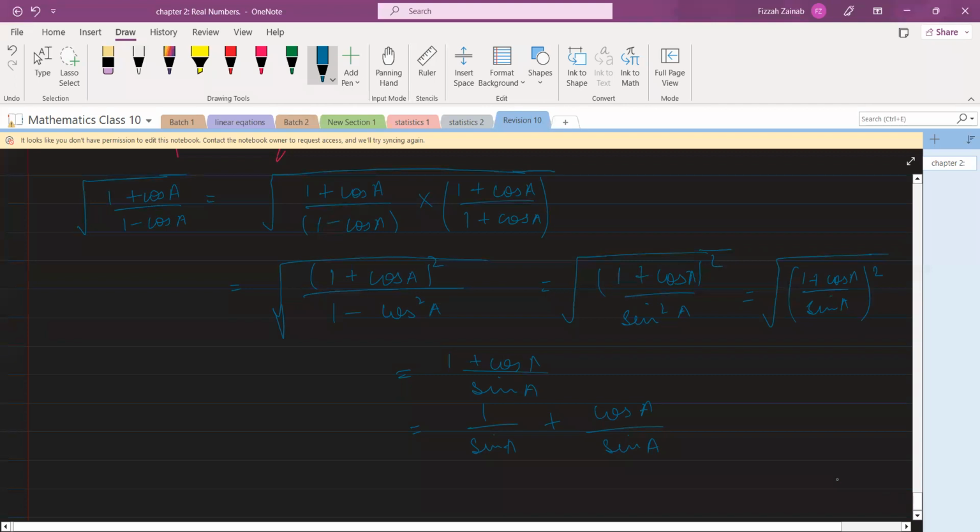Whenever you have a square root kind of question, please look at it carefully. You have to rationalize it if you have square root in the denominator.